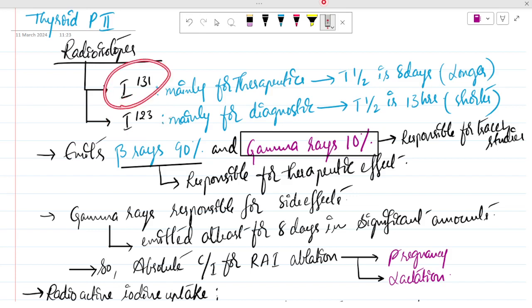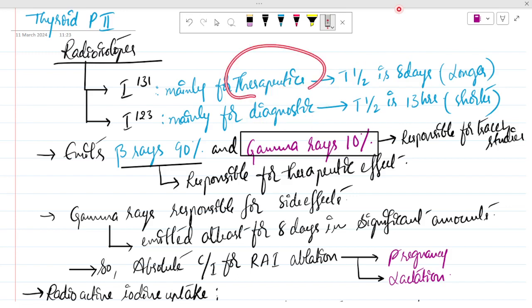Iodine 131 has a half-life of 8 days. So if it has a longer half-life, just think logically with common sense: can it be used for therapy or for diagnosis? Diagnosis is something which we do instantly. We don't want to do the diagnosis for days and months, right? We want to diagnose instantly. So we want a short half-life compound for diagnosis purposes.